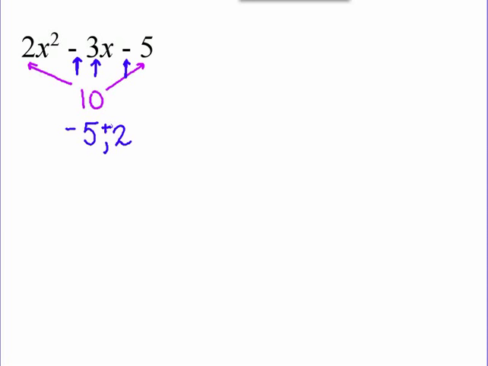First of all, I've got a 2x squared. That stays the same. Now if you remember what I said, I don't want negative 3x. I want to use the negative 5 and the positive 2. So I've got negative 5x plus 2x, and then what's going to be my last? Minus 5. All I did is rewrite the middle term. Notice if you combine the x's, you get exactly what we started with. So now I've got 4 terms.